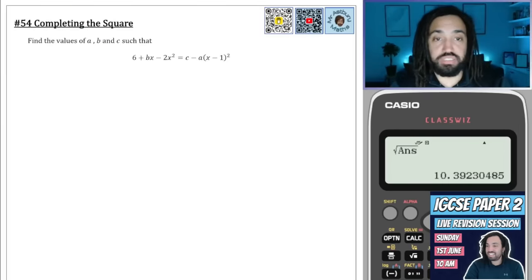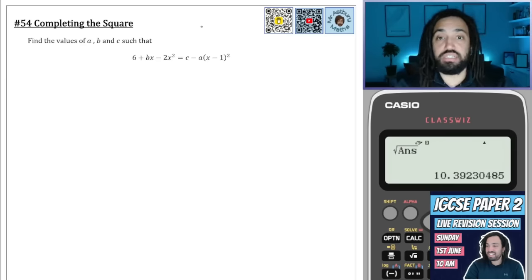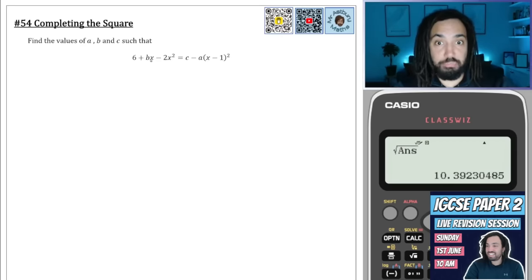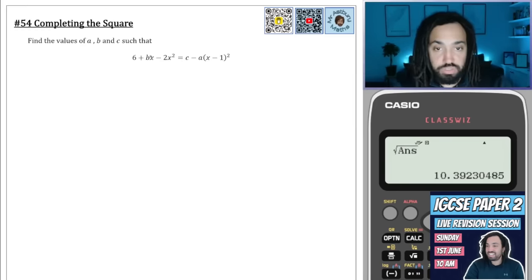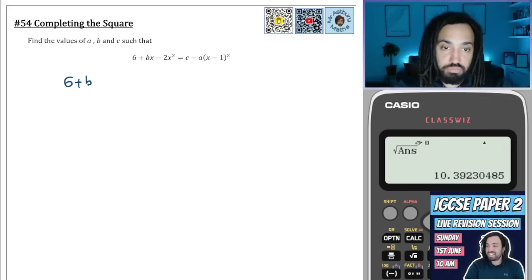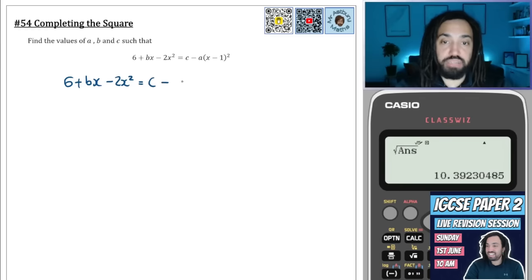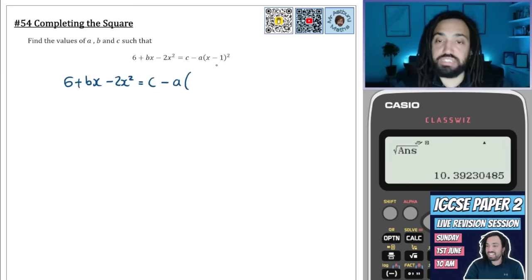Okay, so completing the square, it says find the values a, b and c such that we have 6 plus bx minus 2x squared is equal to blah blah blah blah. Okay, so rather than trying to complete this square, which would be quite tricky, and then comparing them, what we could do is we can expand this one, which would be easier, and then compare them. Keep that one the same, and then we're going to get c minus a, and then x minus 1 all squared is x squared. We'll get a minus 1x and another minus 1x, so minus 2x, and we get minus 1 times minus 1, which is plus 1.